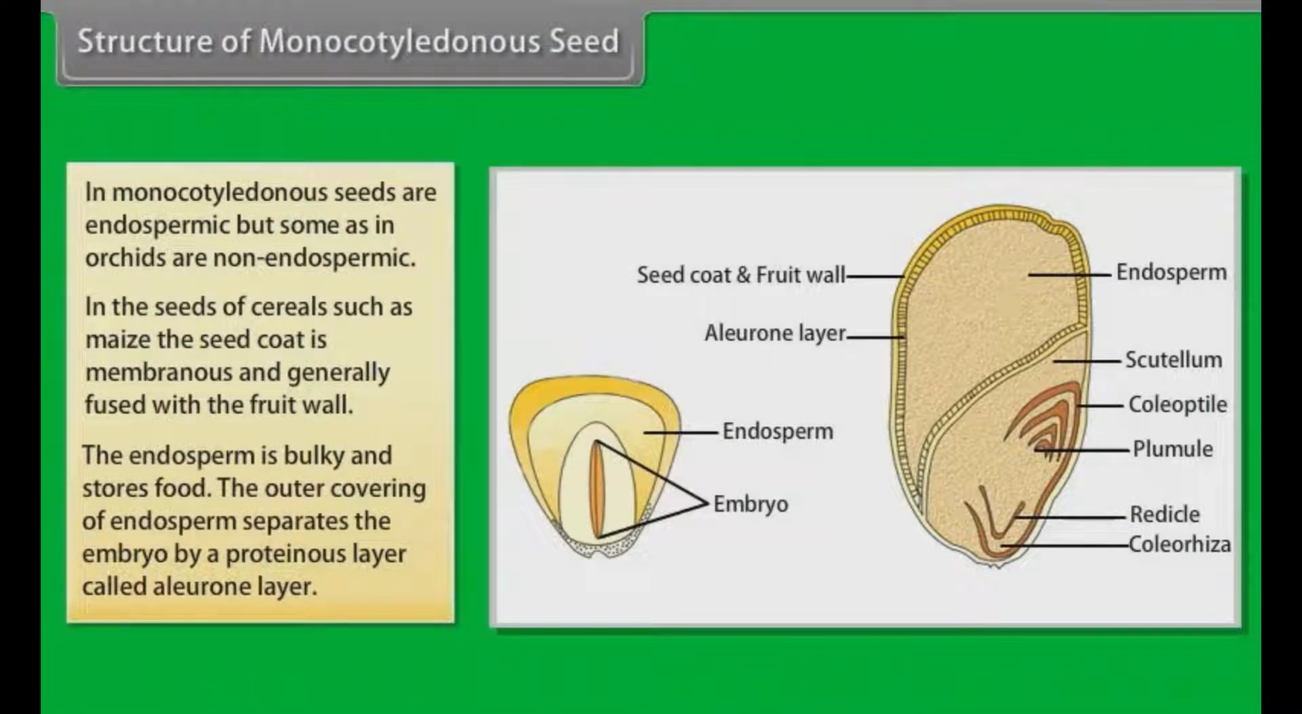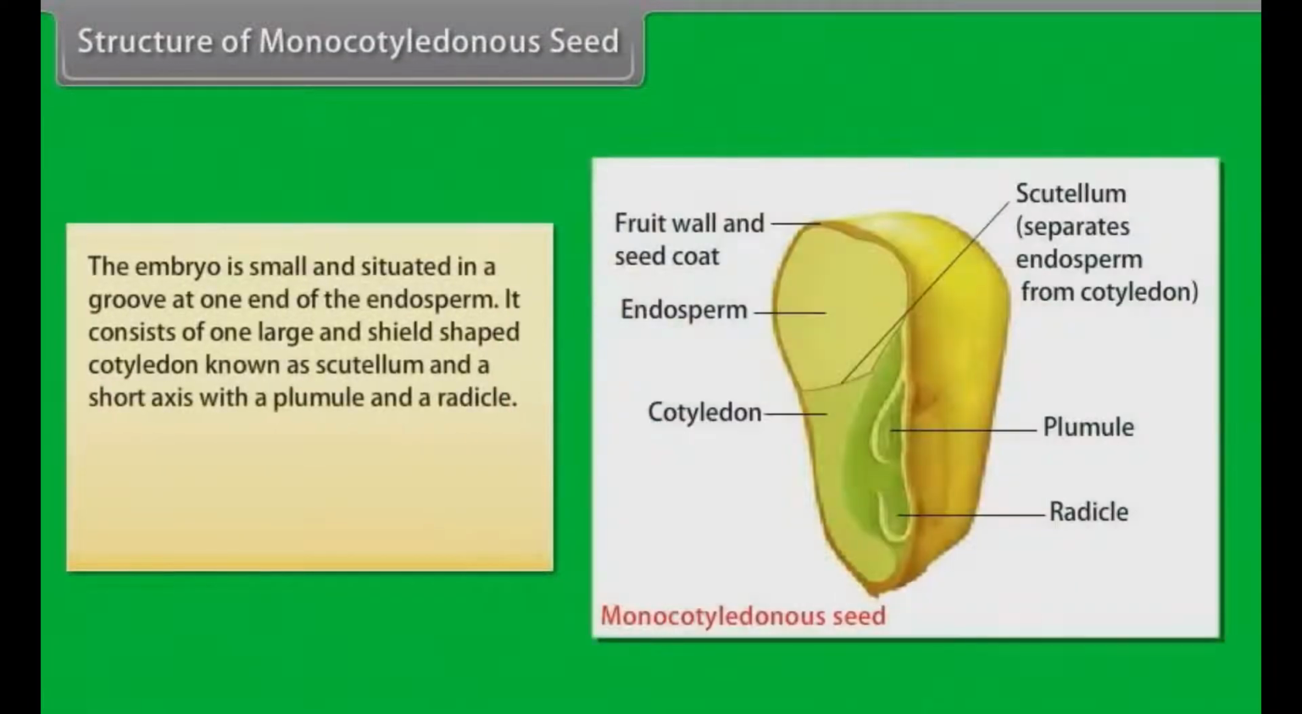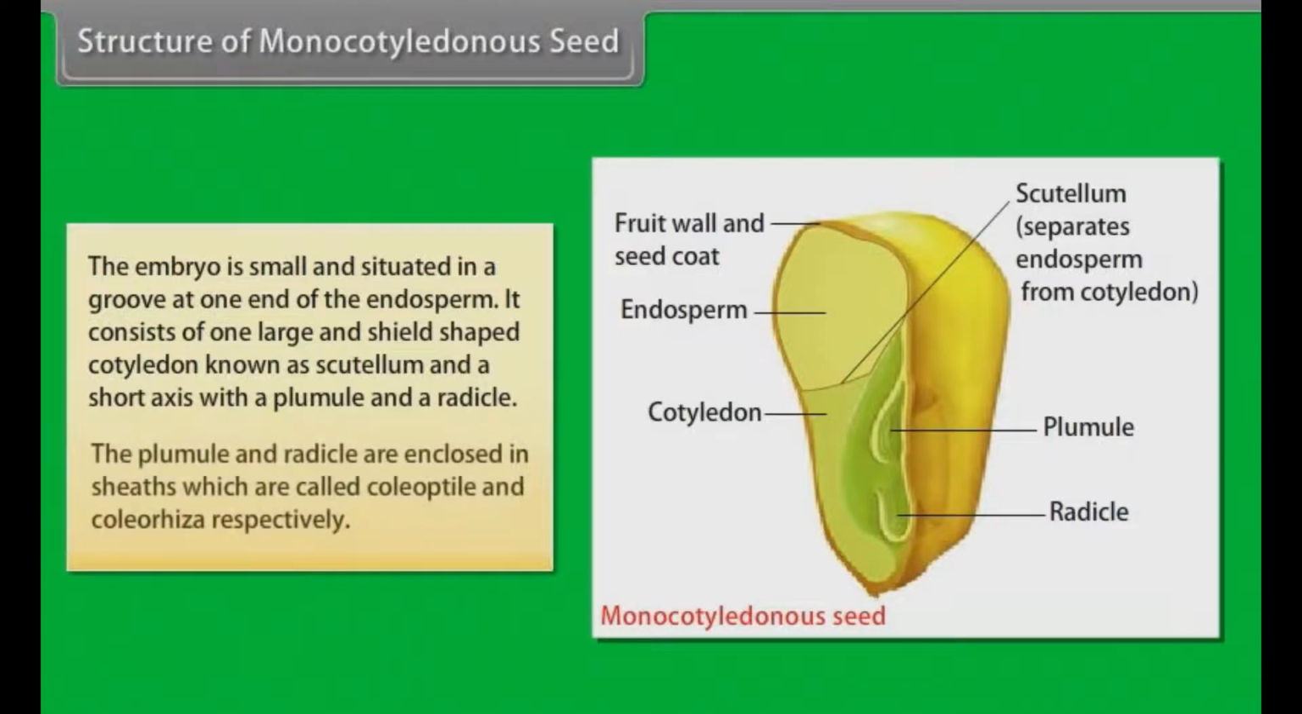The outer covering of endosperm separates the embryo by a proteinous layer called aleurone layer. The embryo is small and situated in a groove at one end of the endosperm. It consists of one large and shield-shaped cotyledon known as scutellum and a short axis with a plumule and a radicle. The plumule and radicle are enclosed in sheaths, which are called coleoptile and coleorhiza respectively.